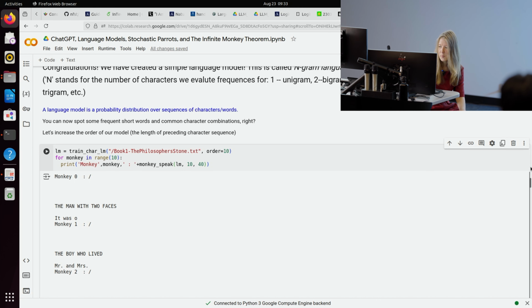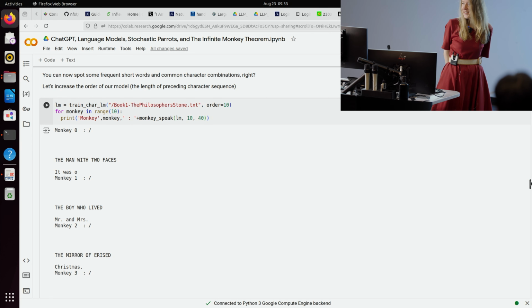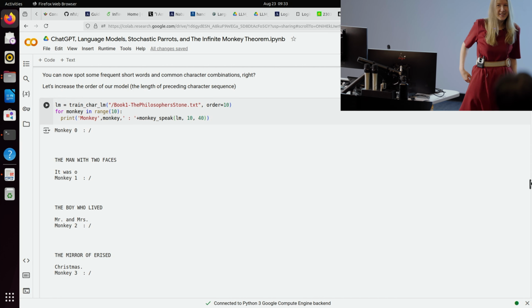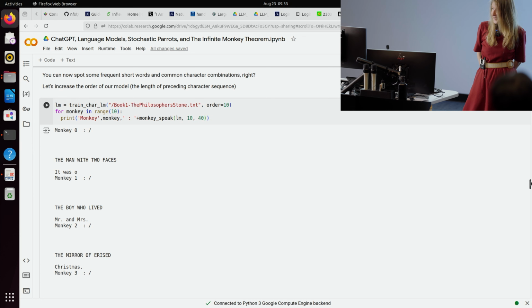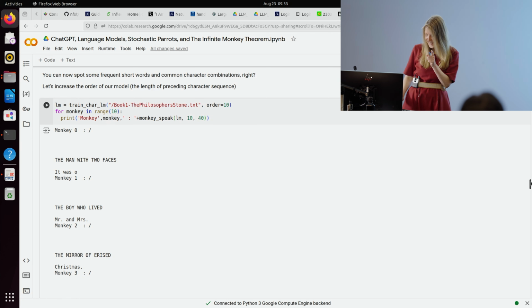Then the second monkey generated the boy who lived. The mirror of Arise. I'm not sure what Arise means, to be honest. Anyone knows this word? It's probably just some hallucinated word. Yes? If you reverse it, it says desire, and it shows you what desire means. Ah, it's an interesting observation, actually.